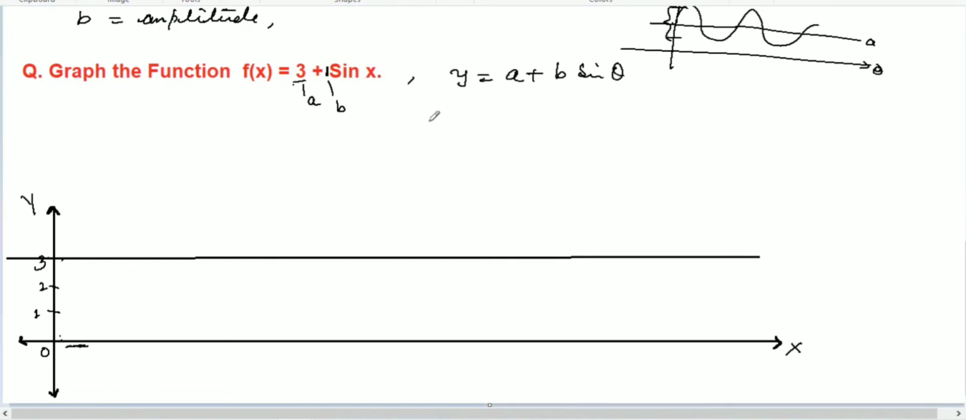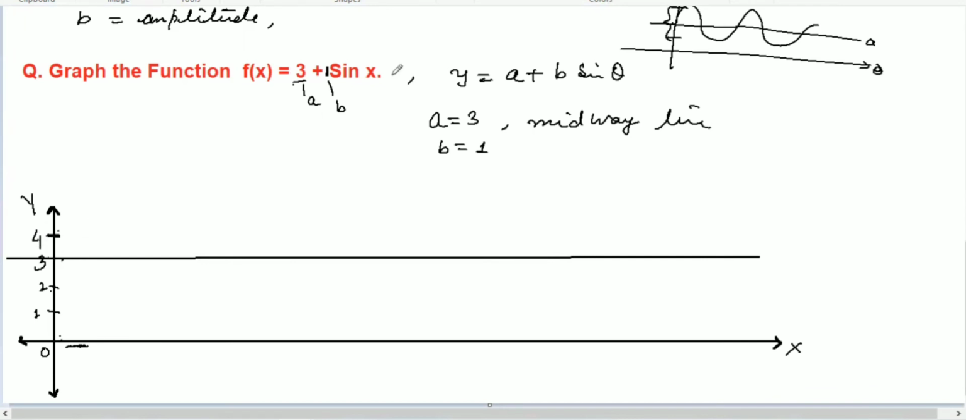So here write down all the information. A equal to 3, which is the midway line. And our B is here 1. This is the distance above or below the midway line. So this is the midway line, and here is 1 in front of sine x. So this graph will go 1 above and 1 below. So don't write it 1. After 3 we have to write 4 here.